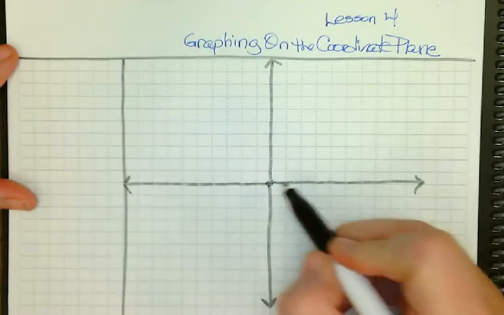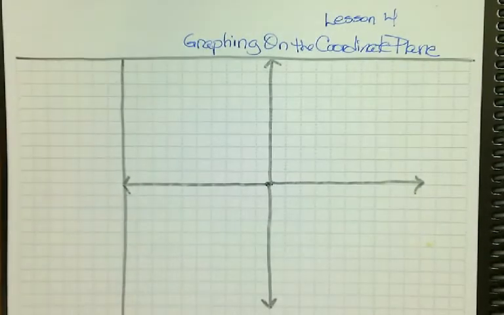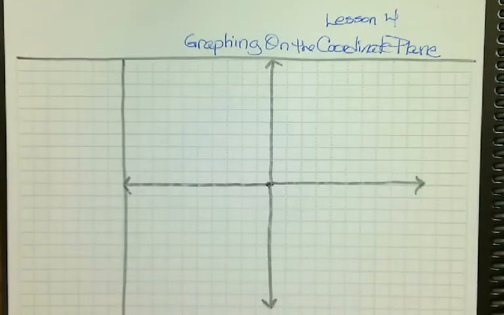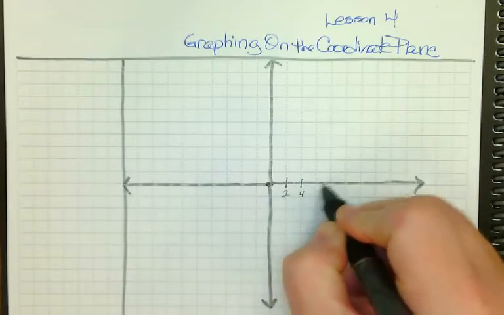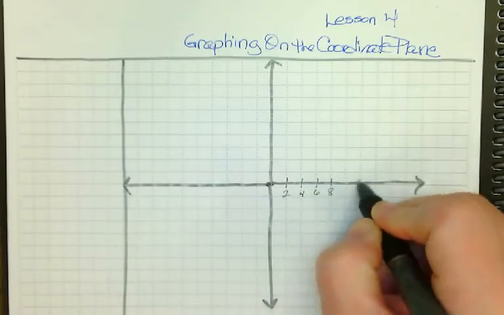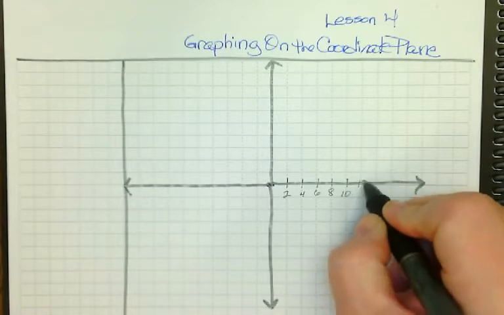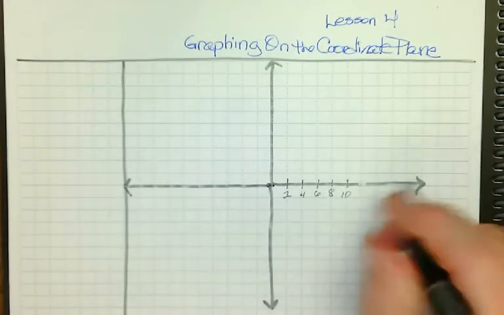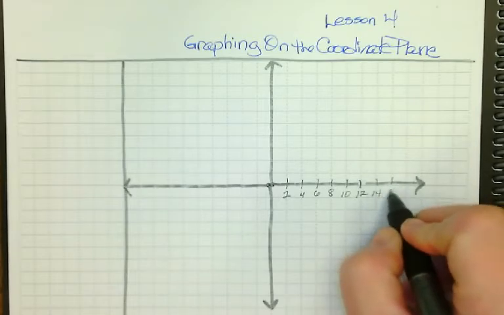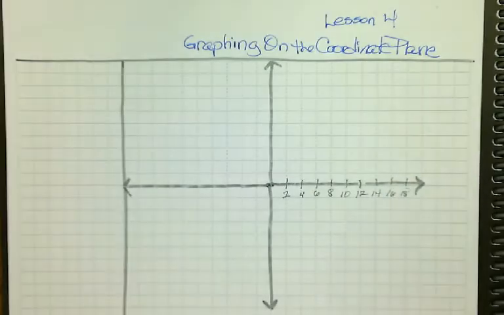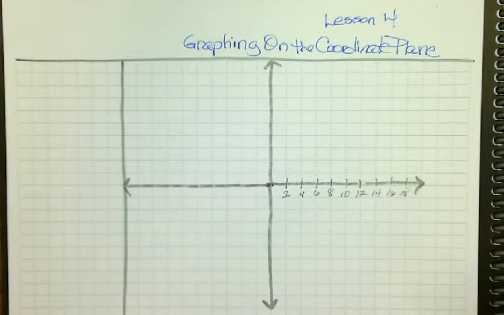So we've got our origin here, it's 0, 0. Now I'm going to make this scale 2, 4, 6, 8, 10, 12, 14, 16, 18, okay? So what's my scale?